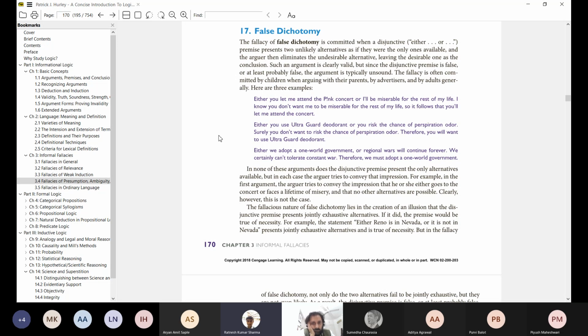Either you let me attend the Pink concert, or I will be miserable for the rest of my life. I know you don't want me to be miserable for the rest of my life, so it follows that you will let me attend the concert. Okay, so what do you think? What's the issue there? By the way, these are sometimes called the either-or fallacy. So what's the problem with this argument?